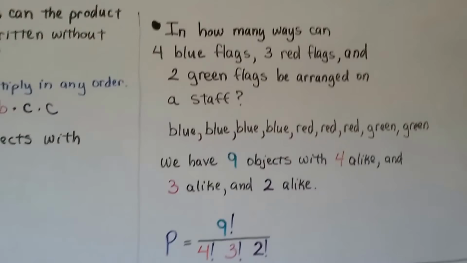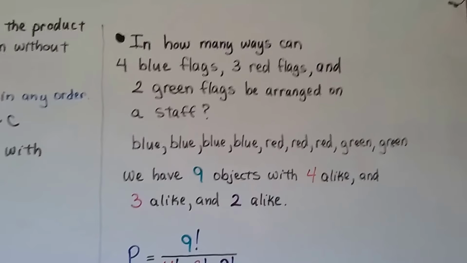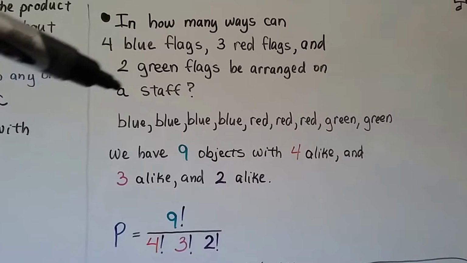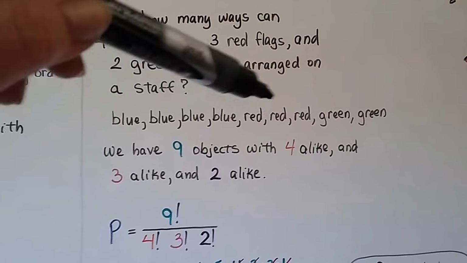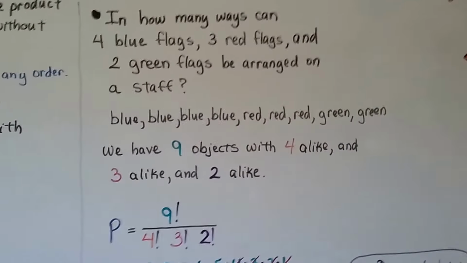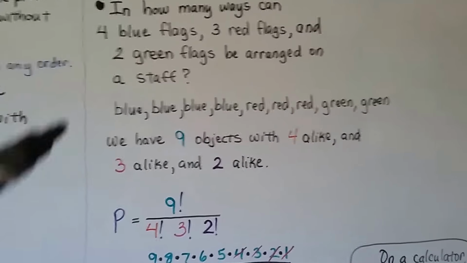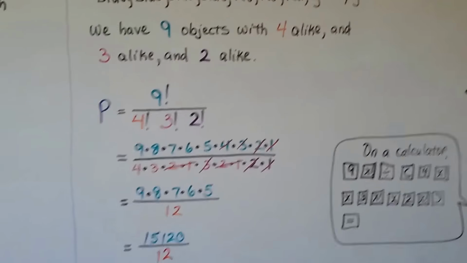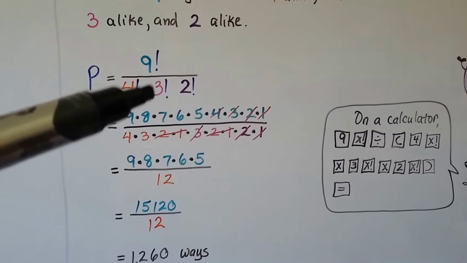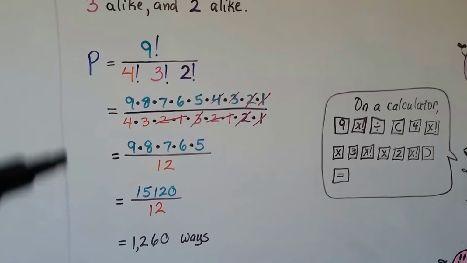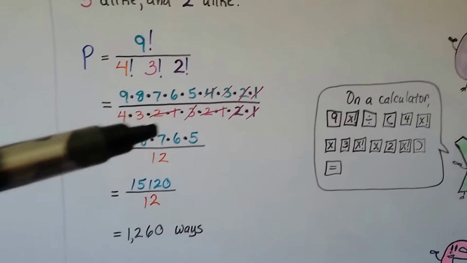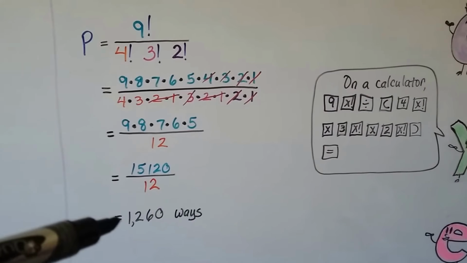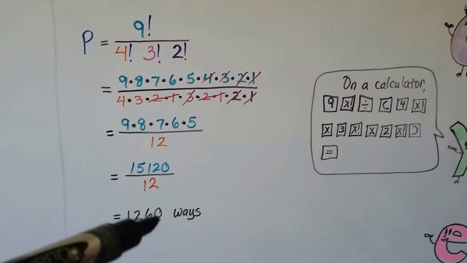In how many ways can 4 blue flags, 3 red flags, and 2 green flags be arranged on a staff? Well, we have 4 blue ones, 3 red ones, and 2 green ones. So we have 9 objects with 4 alike, 3 alike, and 2 alike. So we have 9 factorial over 4 factorial times 3 factorial times 2 factorial. We can expand this and cancel out common factors. And when we do all our math and our division, we get down to 1,260 ways.